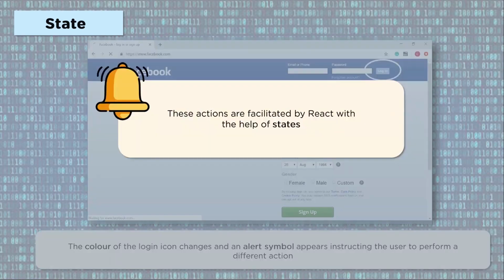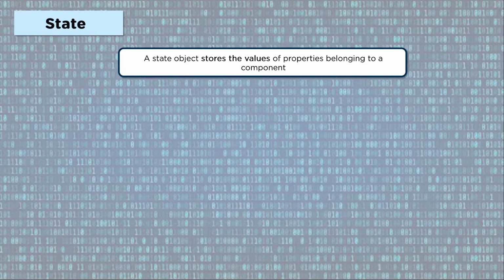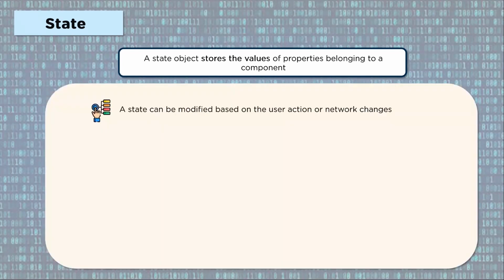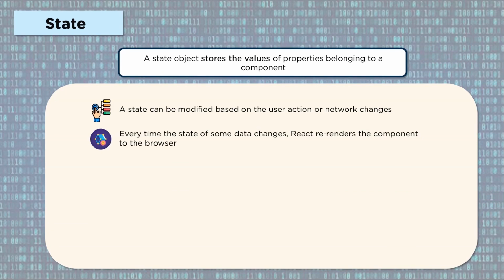Now, these actions are facilitated by React with the help of states, and that is what makes state management a very crucial aspect of the React framework. So a state object stores the values of properties belonging to a component. So if I have a login component, the current state of that component could be successfully logged in or denied login. These would be different valid states for a property belonging to a component. So this state can be modified based on some user action or based on some network changes. So every time the state of some data changes, React would re-render the component into the browser.